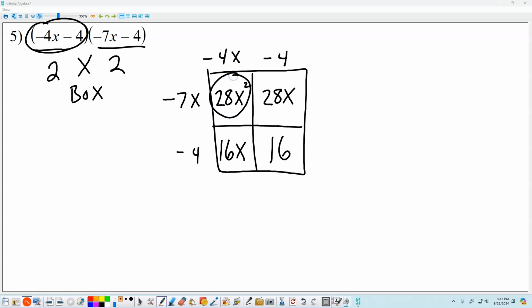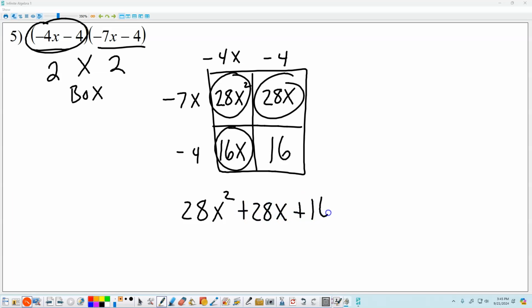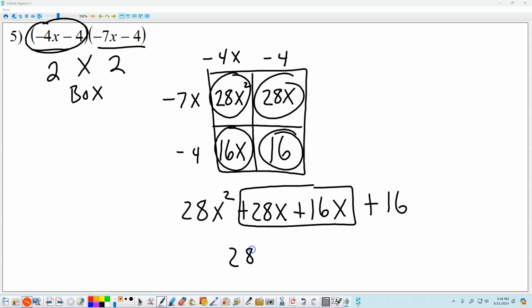So this would be my greatest term here, 28x to the second. Then we have these two, which are both to the first power. It doesn't matter which one you put first. And then finally we have the constant, which comes last. And if there's any like terms we combine, then we should. So here, these are like terms, so I'm going to go ahead and add those together. 28 plus 16. That would be 44, I believe. And then we have 16 at the end. And there's our final answer.